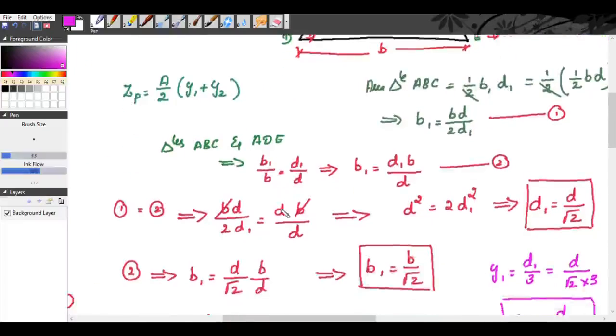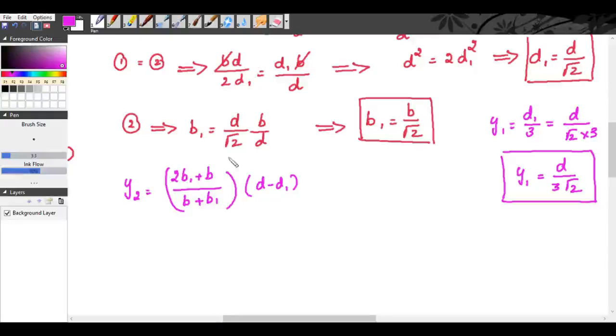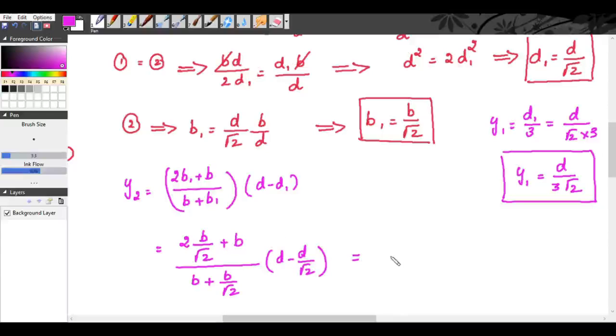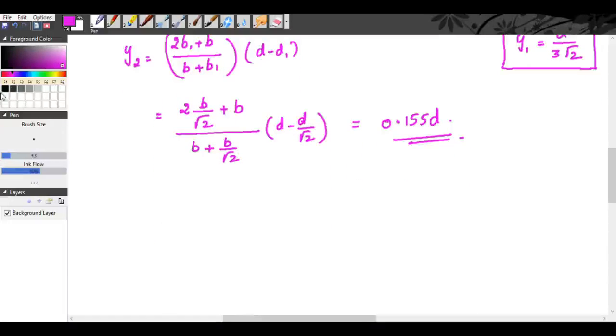So we will substitute the values. We get 2 times B1 is nothing but B by root 2 plus B divided by B plus B1 is B by root 2 into D minus D1 is D by root 2. So from which we get, you can calculate this, y2 is equal to 0.155 D.